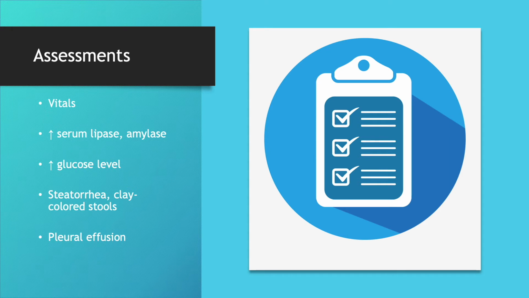Checking lab values are vital as well, such as the lipase levels, which are going to be increased. We want to make sure they are decreasing, guys. Also, looking at the amylase and glucose levels are going to be important. We're also going to want to check the appearance of the stool due to the liver problems as well.